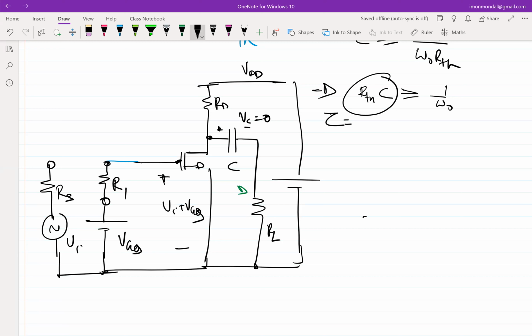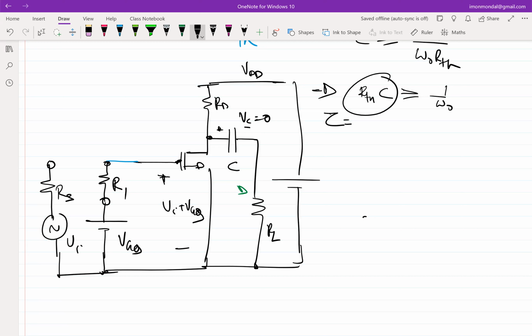Then what should we do? Now, I mean, this is fine as far as the VGQ is concerned. VGQ is established, and I have also not shorted the gate to source. So what else? What needs to be done? Yeah, speak up, ideas.